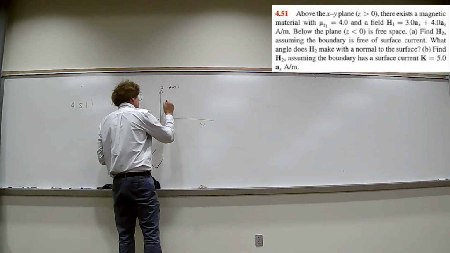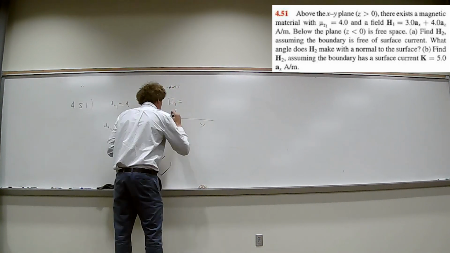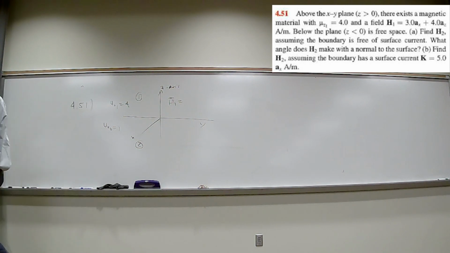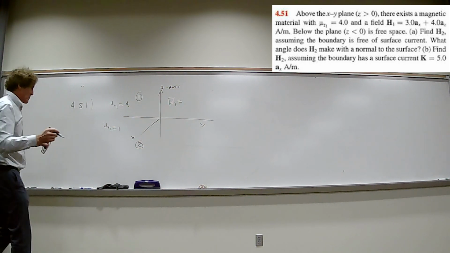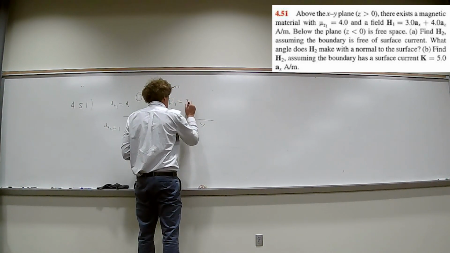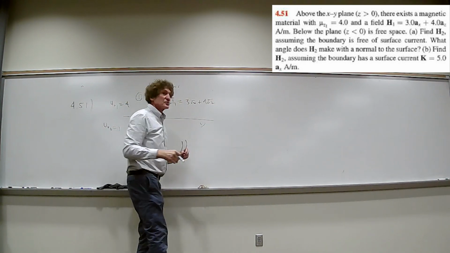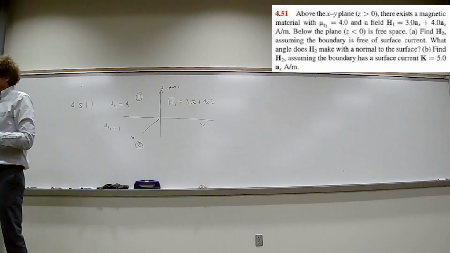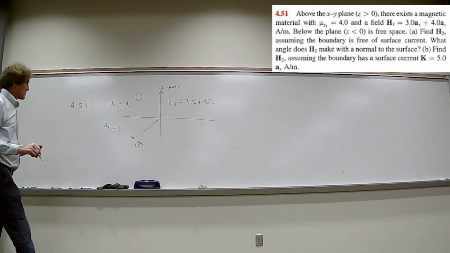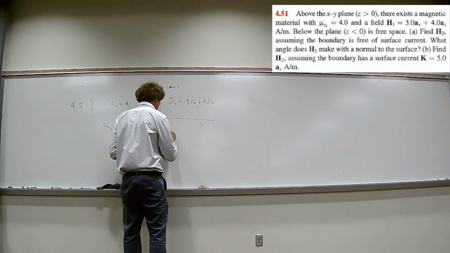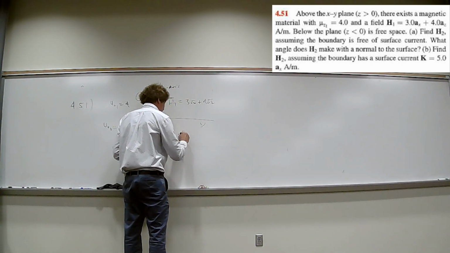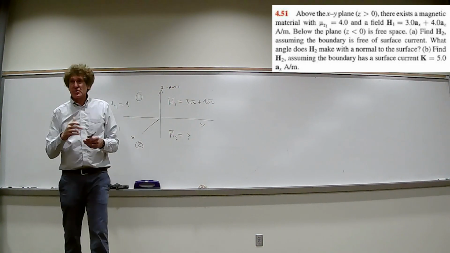And he gives us an H field here in region 1. And what is that H field? 3AX plus 4AZ. This is a simple one. And there's no surface current density. What he wants to do is find the H field in region 2. How would you do that?